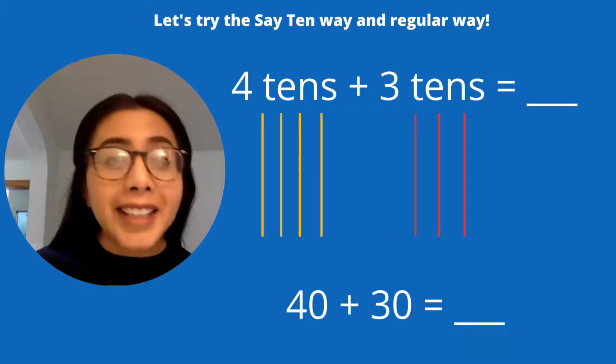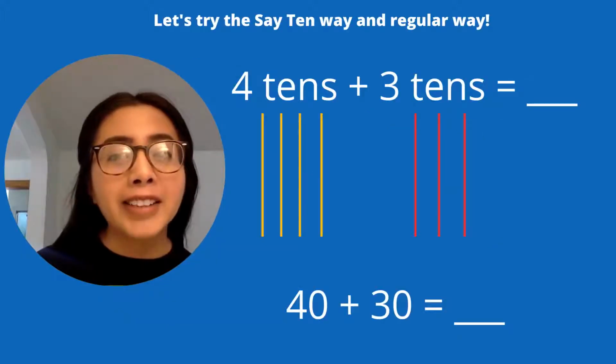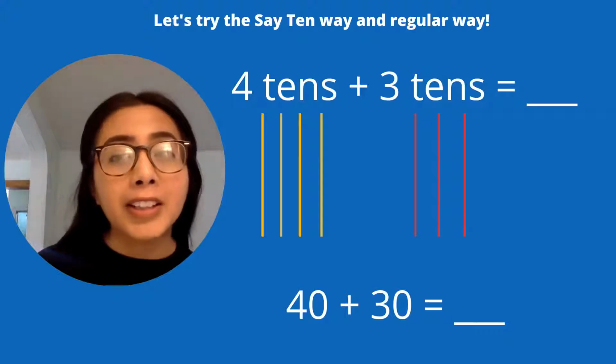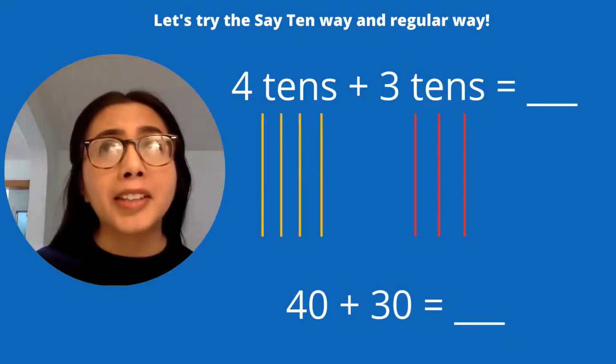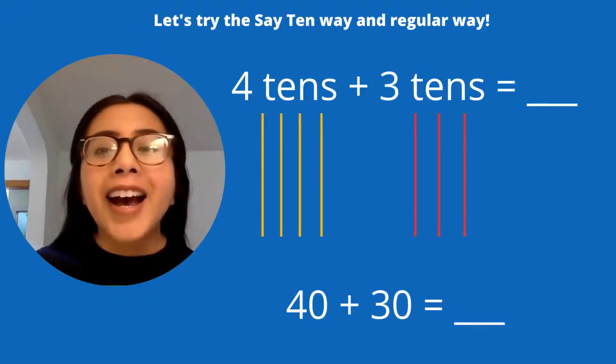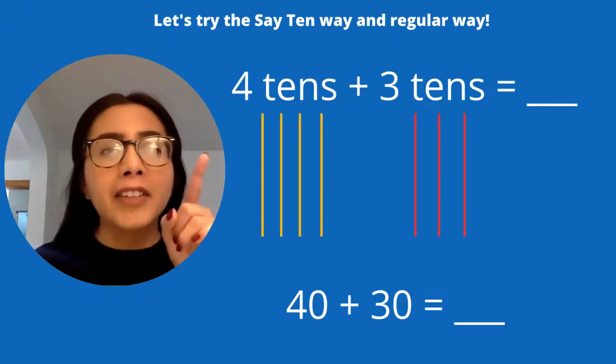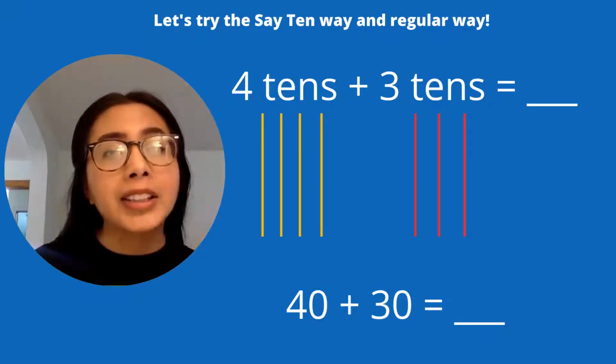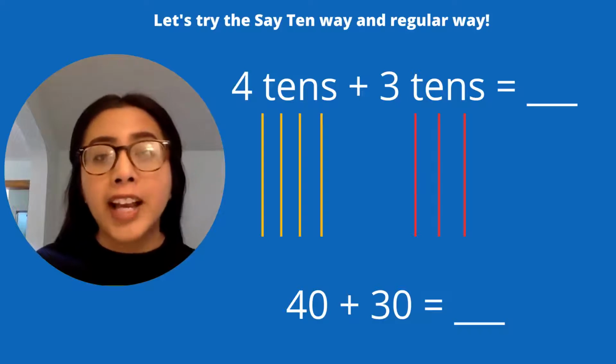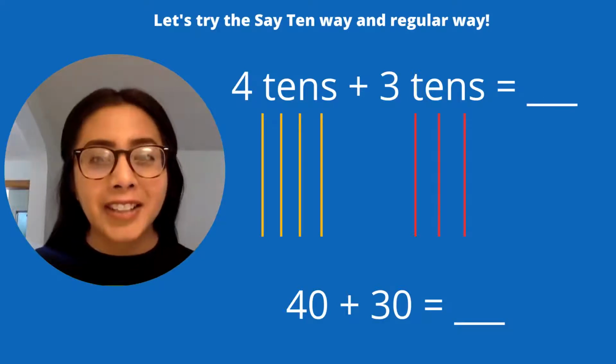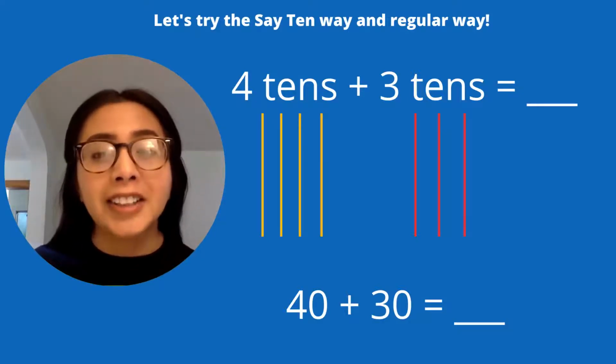Let's try it the say 10 way now. If I say 4 tens plus 3 tens, what's my answer? How many tens do I have? I have 7 tens, and I can even look at the drawing of the quick tens on the screen. 4 tens plus 3 tens gives me 7 tens. We have 7 tens in all.